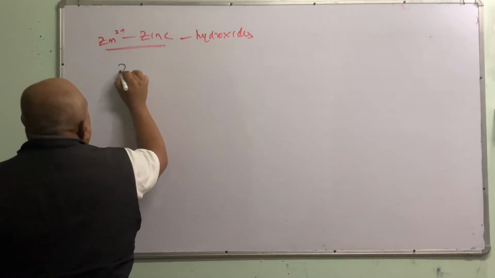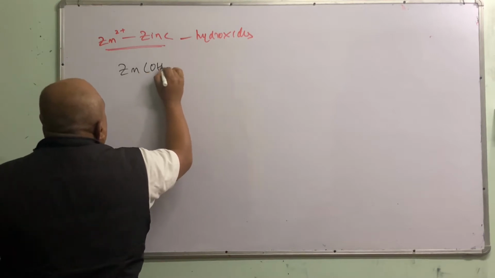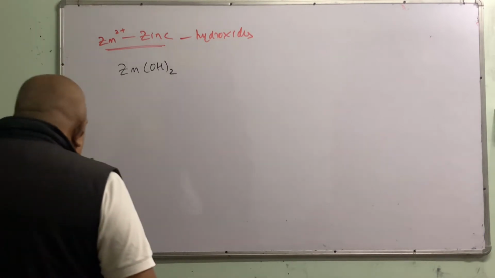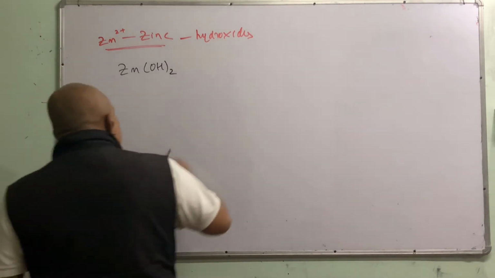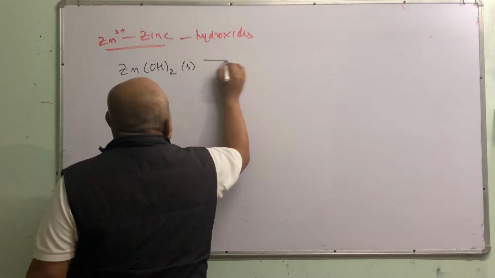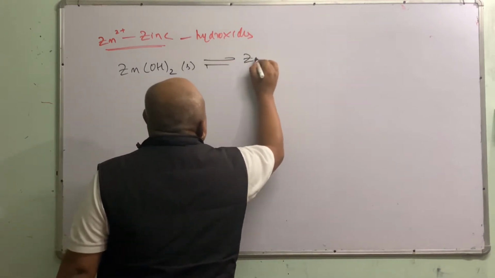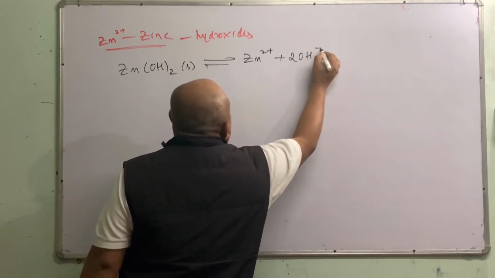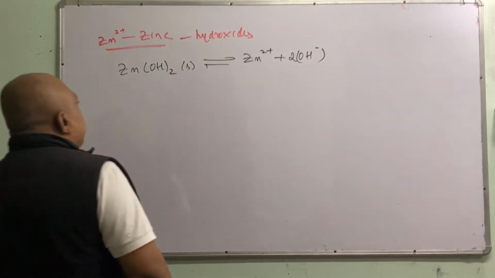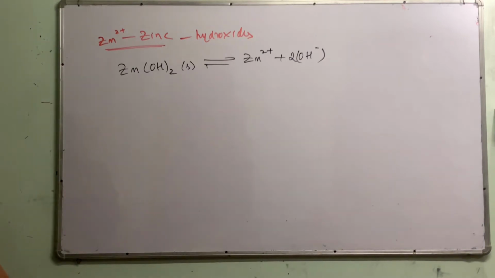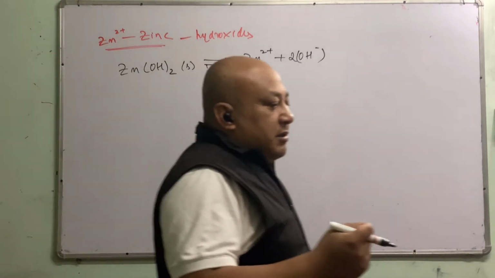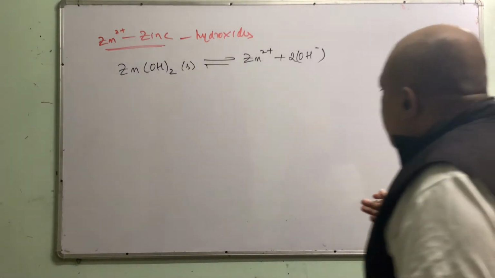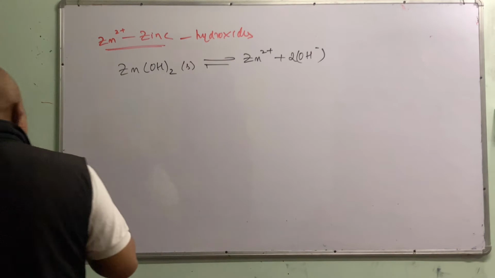First, this is the simplest thing we've learned. Zinc hydroxide, when it is in the form of a solid, can be ionized as Zn plus 2 and twice molecule of OH. So whenever you have zinc hydroxide, it dissociates into Zn plus 2 and two OH minus. This is the first equation.